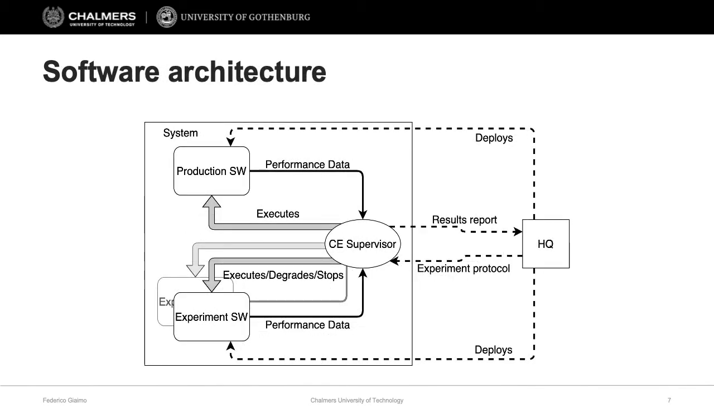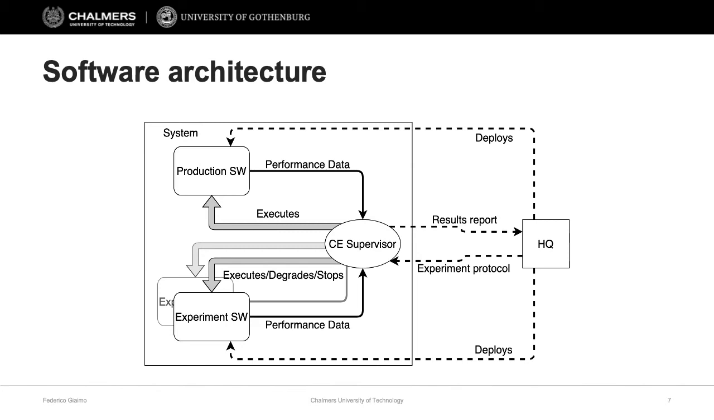This is the software architecture. The developers in the HQ box to the right deploy production and experimental software modules to the system. They also interact with the continuous experimentation supervisor in the center of the picture by providing the experiment protocol, which is the set of experiment parameters, and receiving the results report at the end of the experimentation process. All communication to and from the developers is done using an over-the-air remote data connection.